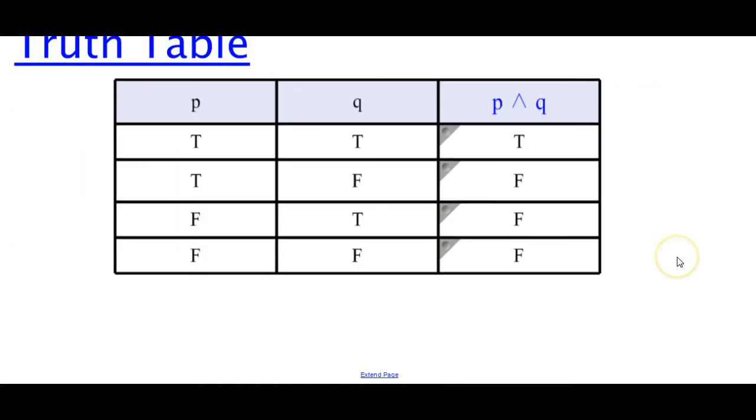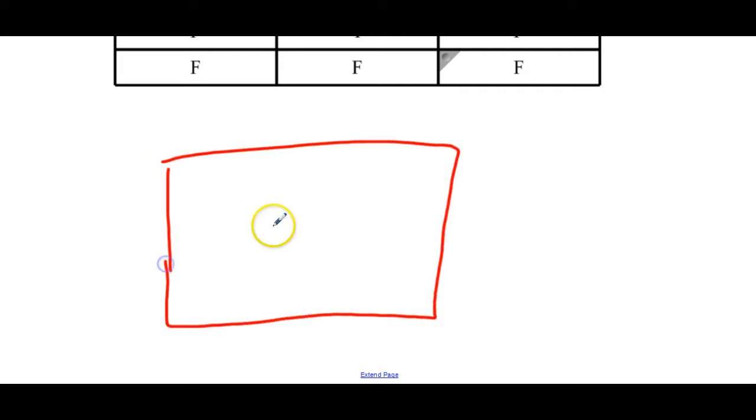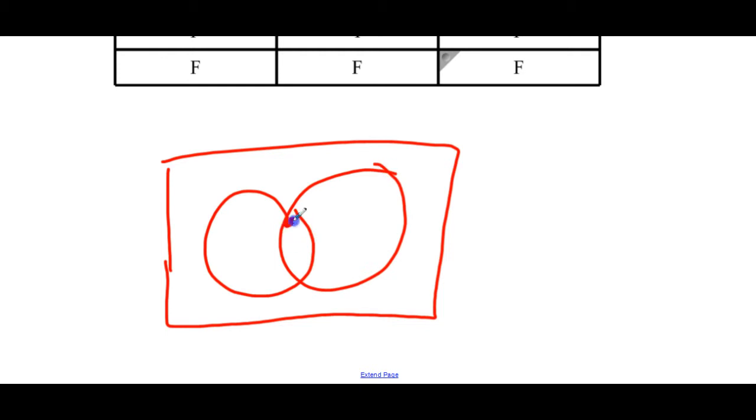So if we were to look at this, the conjunction is almost the same thing as if we drew our Venn diagram and we were looking at the "and" part, this. This is what it's representing, but in statements and propositions, in words. So if we had P and this is Q, this is what they're actually looking for.